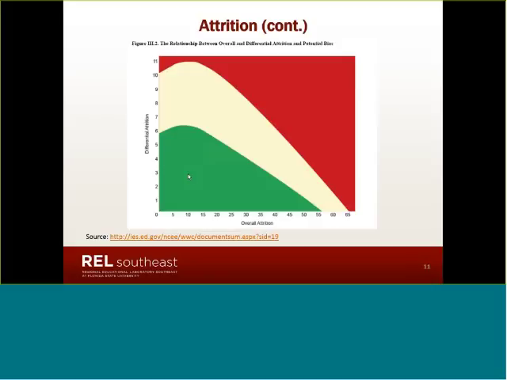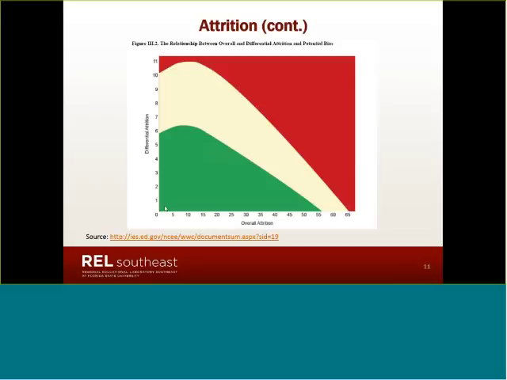Therefore, the study must establish baseline equivalence of the post-attrition analysis sample to receive a rating of meets standards with reservations. Because you can see in this red area, even though you have an overall attrition of, say, 5%, you've got this differential attrition of 11%, meaning that one of your groups has much larger attrition than the other. So for a study in the yellow area, the judgment about the sources of attrition for the area determines whether attrition is high or low, as I mentioned.